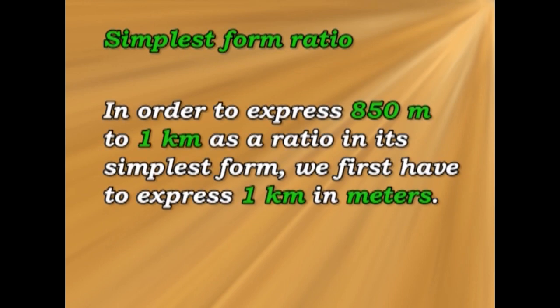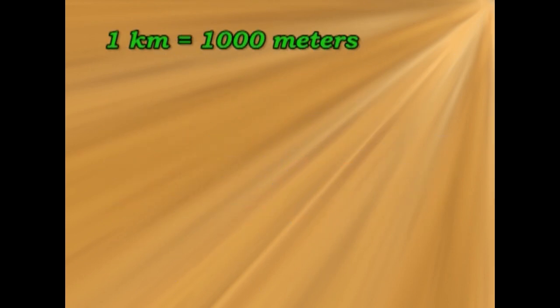In order to express 850 meters to 1 kilometer as a ratio in its simplest form, we first have to express 1 kilometer in meters, because we always have to have both parts of a ratio expressed in the same forms. So 1 kilometer is 1,000 meters. After that it's very simple. 850 over 1,000, because 1,000 meters is the same as a kilometer.